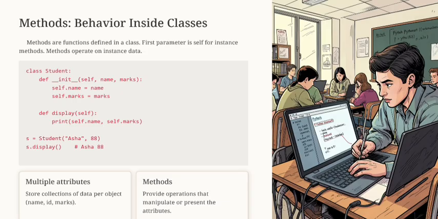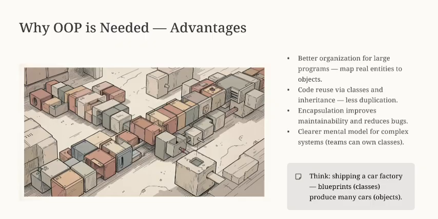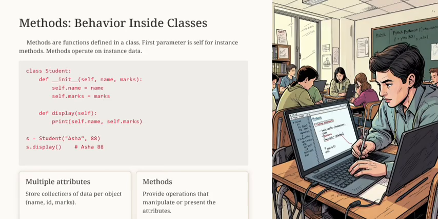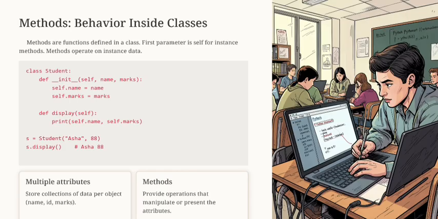Okay, so the difference between function and method. A normal function is created outside a class. Example, just see. A method is created inside a class. Okay, that is clear.